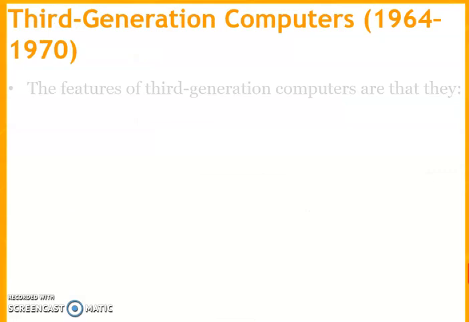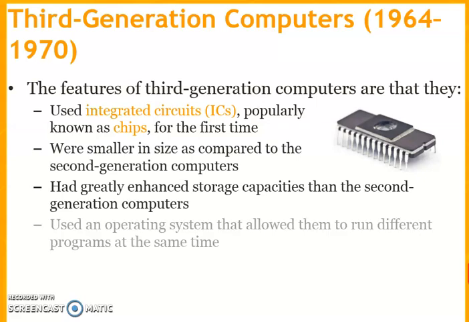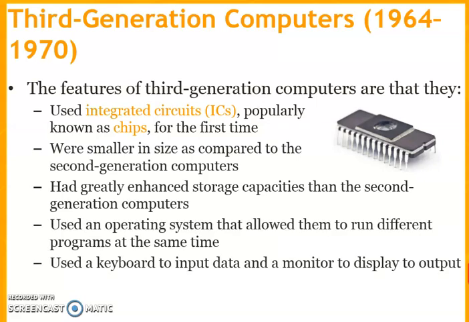Then moving towards the third generation computers. Now, in the third generation computers, they use ICs. ICs means integrated circuits. These are also known as chips. For the very first time, these are smaller in size, but they have more capacity to store. They have more capacity to do a lot of tasks at a time.